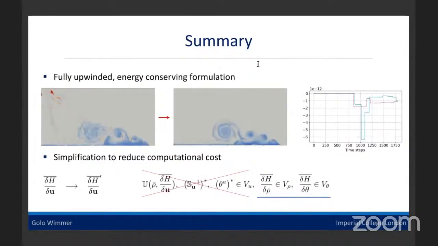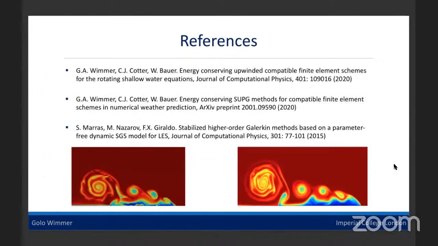So to summarize, we have a compatible finite element discretization that's fully upwind stabilized and energy conserving. So we remove these unphysical oscillations, and we can still have energy conservation up to solver tolerance. And we can come up with an approximation, a simplification that gives us a scheme that's only marginally more expensive than a comparable non-energy conserving scheme, but still produces these features that can be seen as subgrid scale features potentially. And yeah, that's it. Thank you.